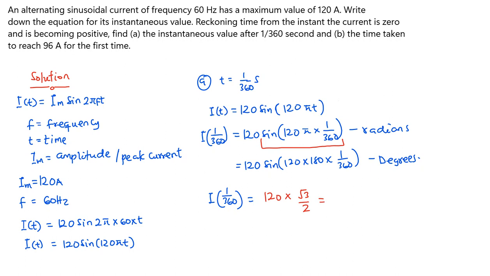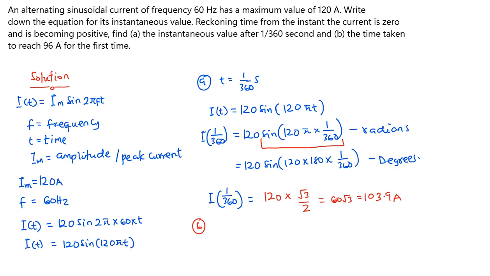So that gives me a value of 60 root 3, which in decimals will give us 103.9 amperes. So that means that the instantaneous current at a time of 1 over 360 seconds will be 103.9 amperes. Okay, so now let's move on to the second part of the question.